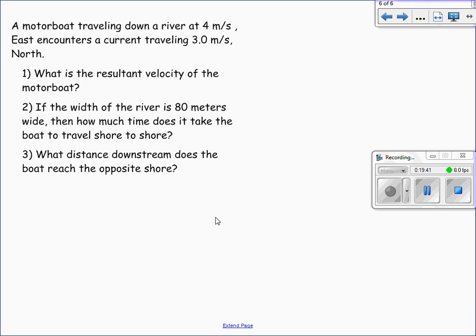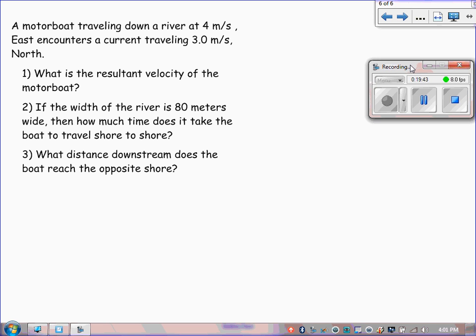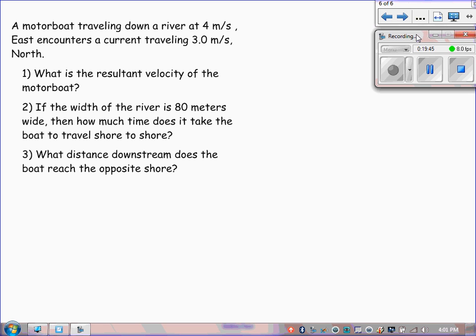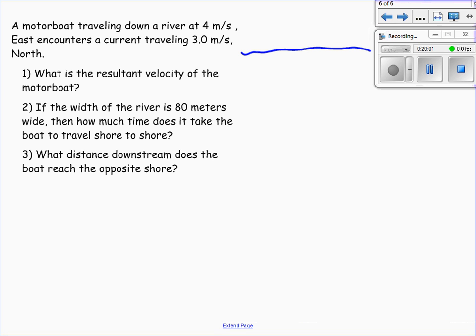Let's end this video by doing one problem together using not forces, but we're going to use velocity vectors. So a motorboat traveling down a river at 4 meters per second east encounters a current traveling 3 meters per second north. So the key thing, first of all, is that you have a river, and I'm going to draw this in. Here's your river, and it's traveling east. So this is the east direction.